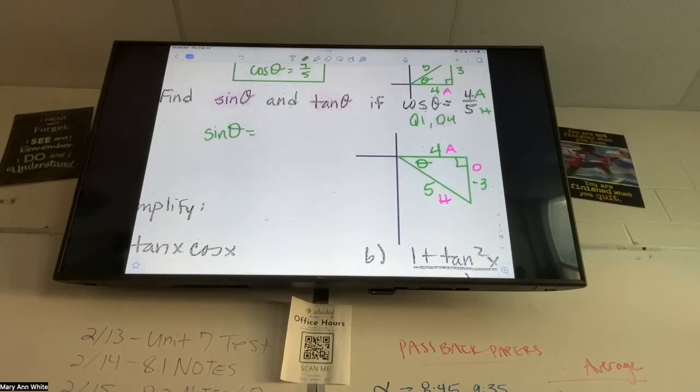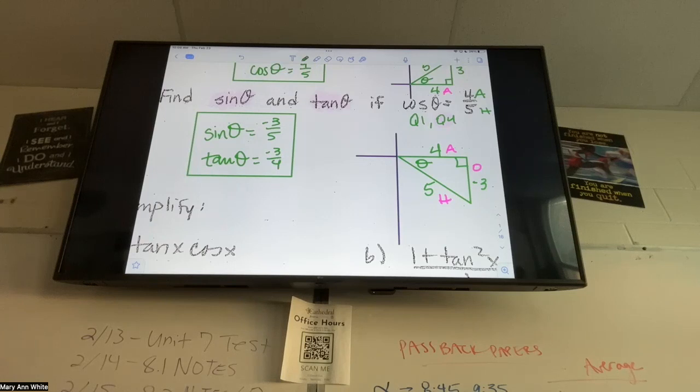Sine of theta equals -3/5. And tan of theta equals -3/4. The negatives are super important in there. Make sure you have them. All right, not a too crazy start for this chapter, is it? Guys doing good? Okay, we'll get a little crazy now.